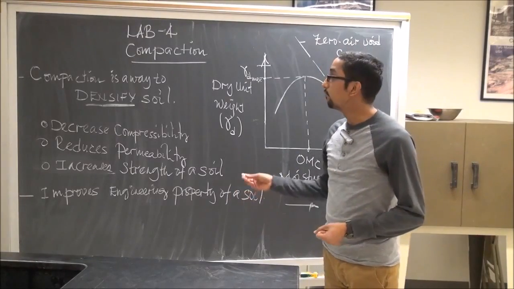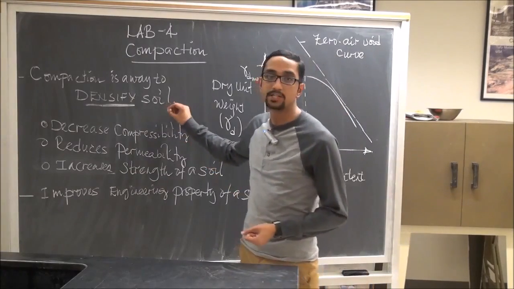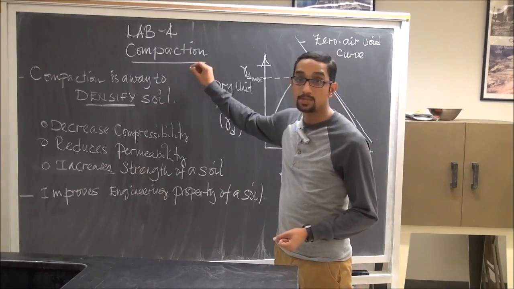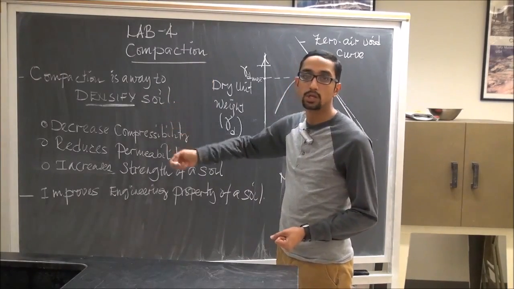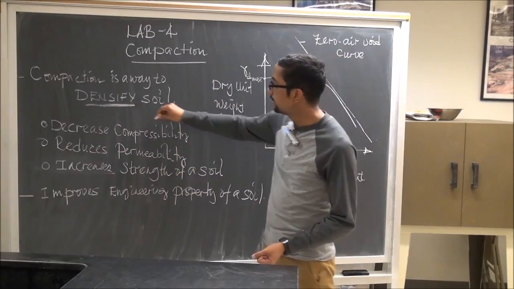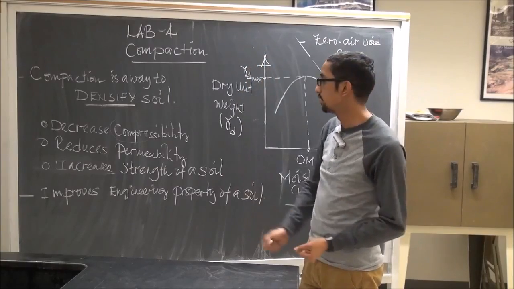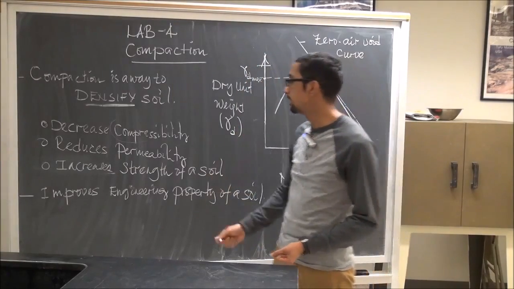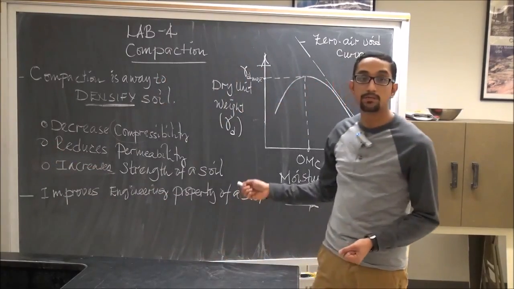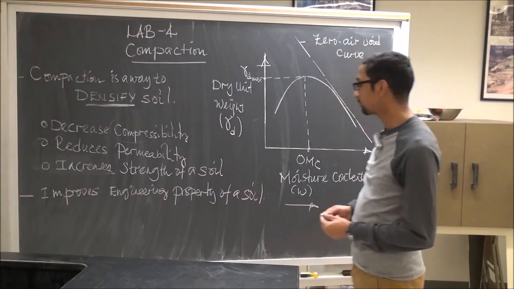Alright, today is lab 4, so we'll be doing the test on compaction. Compaction is a way of densifying a soil, and another purpose of this lab is to decrease the compressibility of the soil. When we put effort on the soil, it decreases the compressibility, which means the volume of voids gets decreased and the volume of solids remains the same. It's also a means of reducing the permeability of the soil and increasing the strength of the soil.